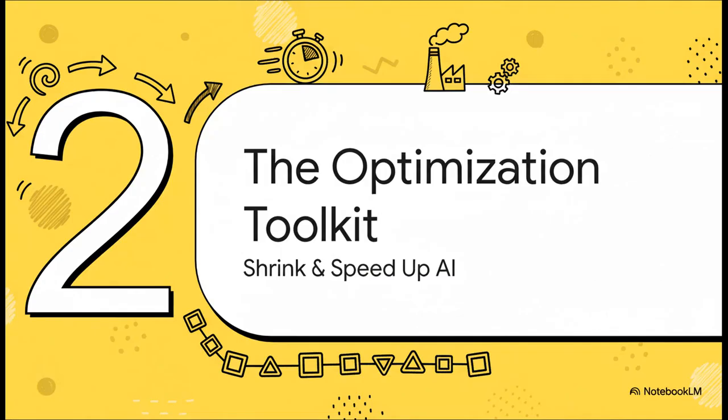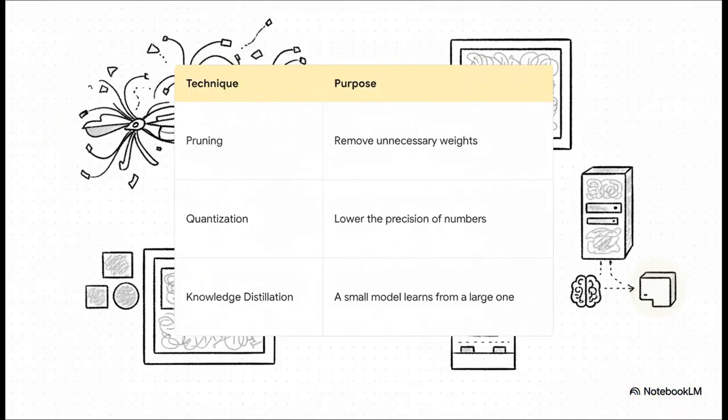So, how in the world do we fix this? Well, the good news is we've got a whole toolkit full of powerful techniques designed specifically for this job, to make our AI models smaller, faster, and totally production ready. Let's open it up.